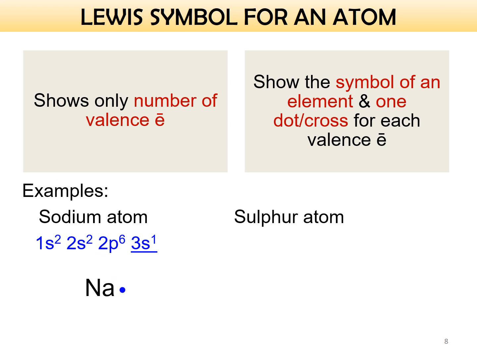Another example is sulfur atom. By writing the electronic configuration for sulfur, 1s2, 2s2, 2p6, 3s2, 3p4, we can determine the valence electron of sulfur is 6, which are located at the shell number 3. So, sulfur atom is surrounded with 6 dots.